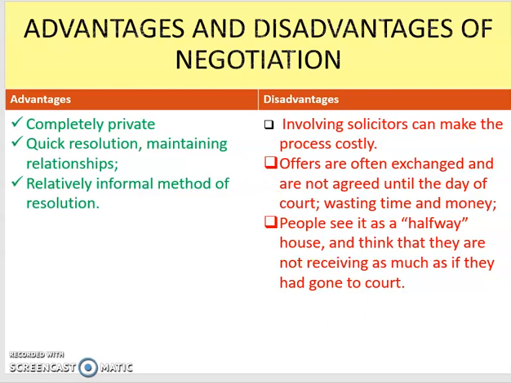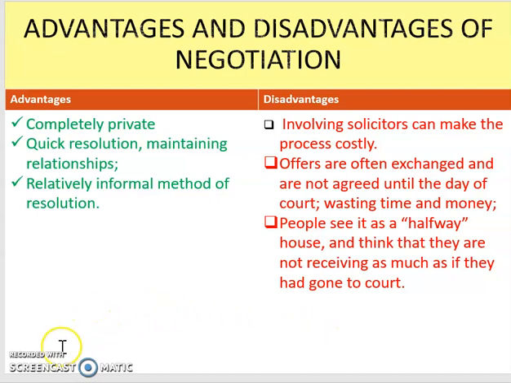Another disadvantage is that people sometimes see it as a halfway house. And sometimes I think people are worried that if they negotiate, they might not get as much as if they went to court. And if a party is particularly angry, if the claimant's angry with the defendant, their natural human response might be that they want to make them suffer in a way by going to court. So they might not feel that negotiating is really getting them the closure that they're looking for. So some advantages and disadvantages there of negotiation.